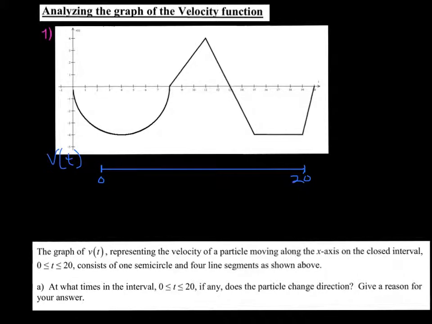All right, and the first thing I want to do is recognize that this is the velocity sign chart. So I'm looking for my zeros. I'm looking for when does velocity equal 0? In other words, when does it cross through the x-axis? Okay, so you can see that happens for the first time at 8, and then again at 13, and then again at 20. Okay, so I'm going to go ahead and put in those values here. So those are going to be my zeros.